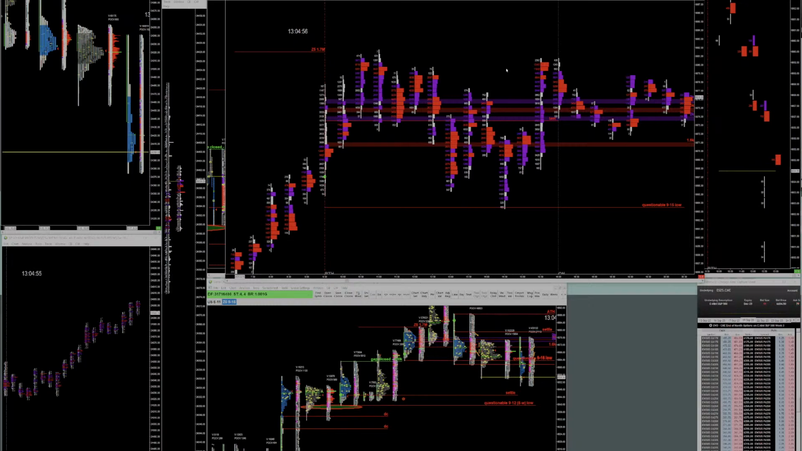And the way it closes is interesting here.